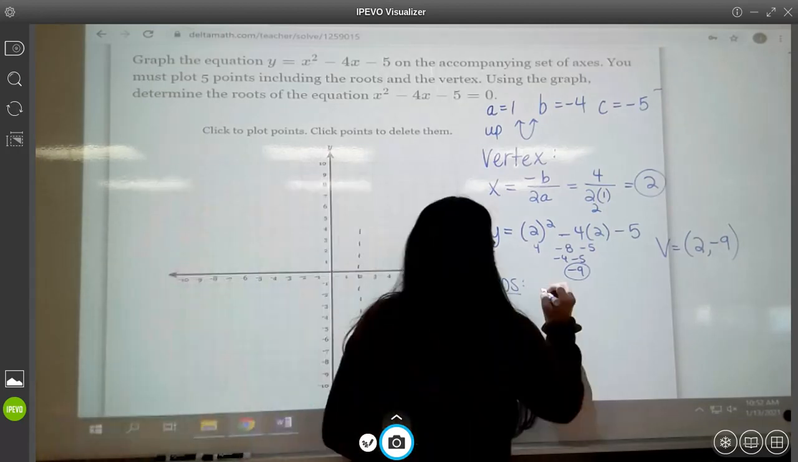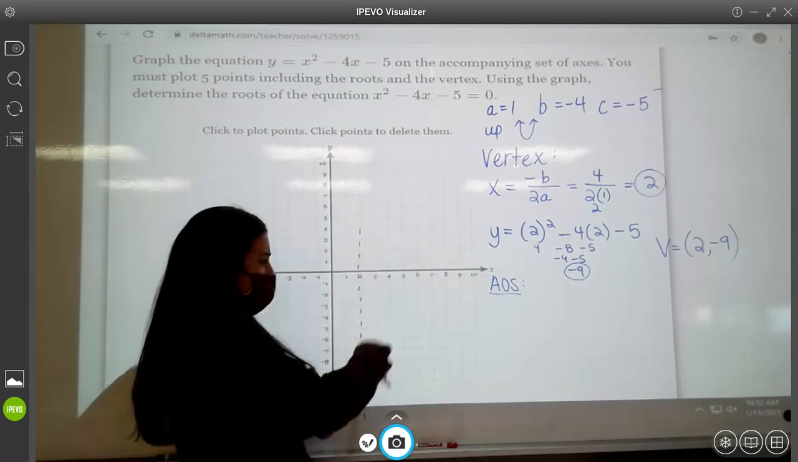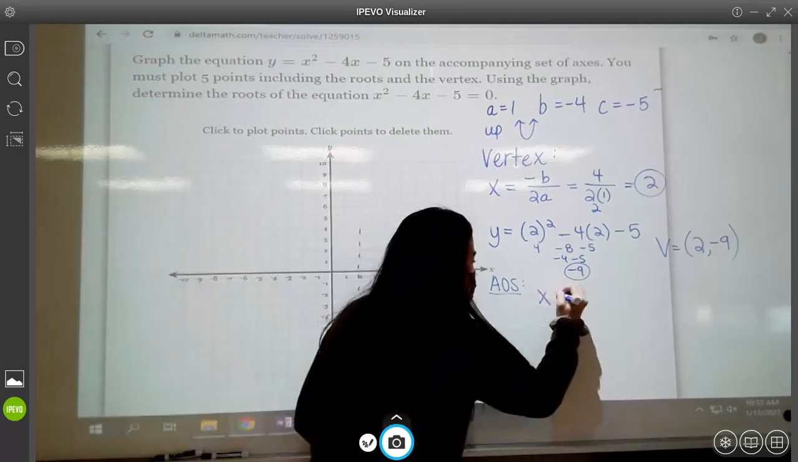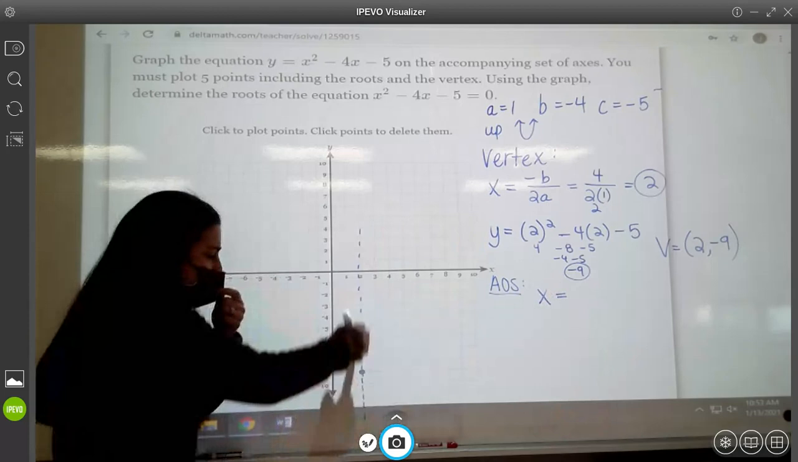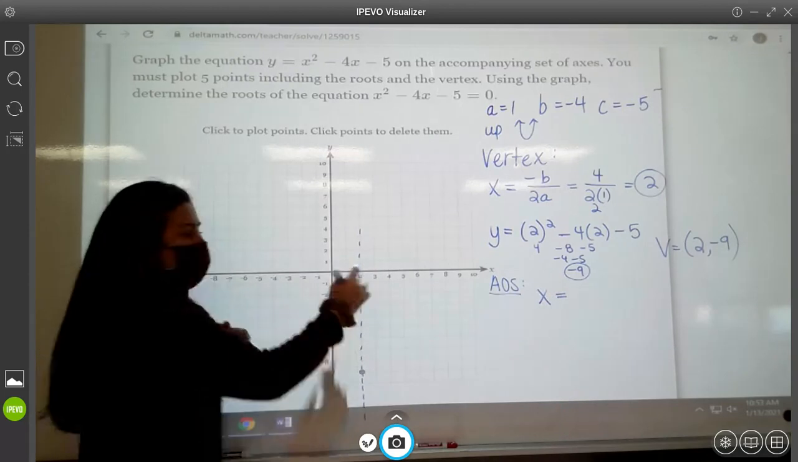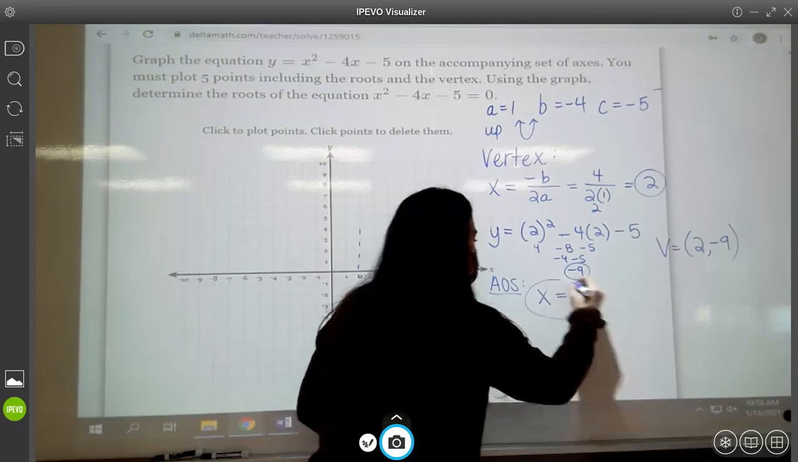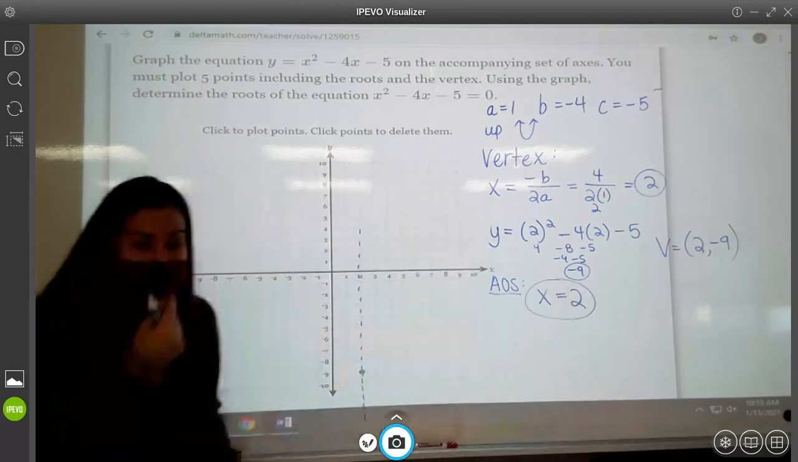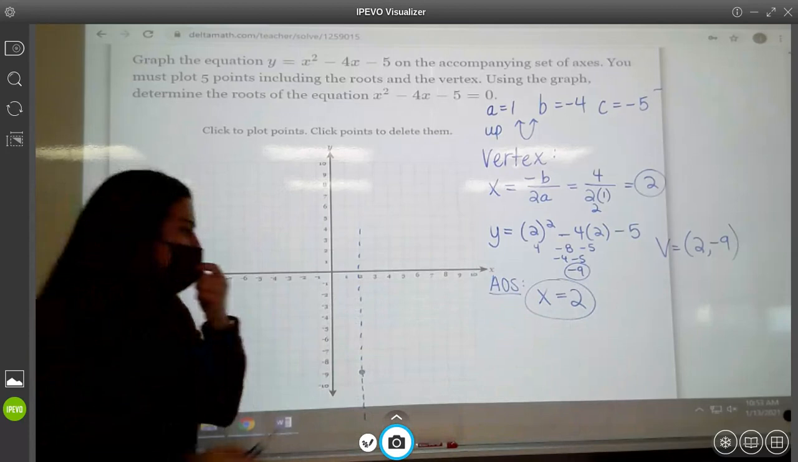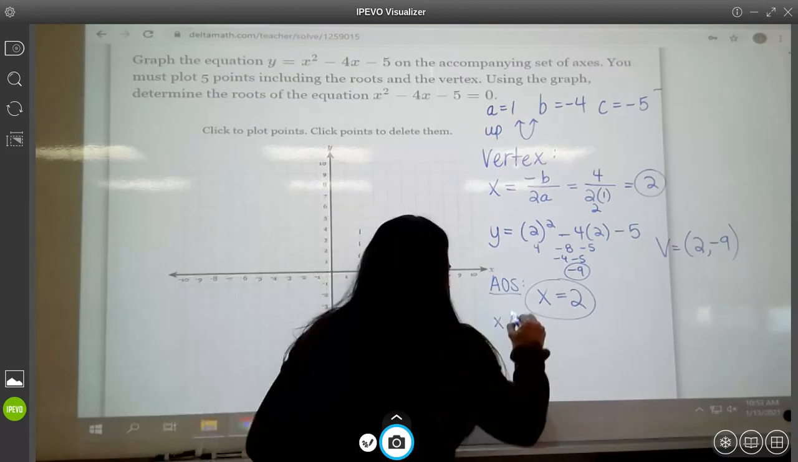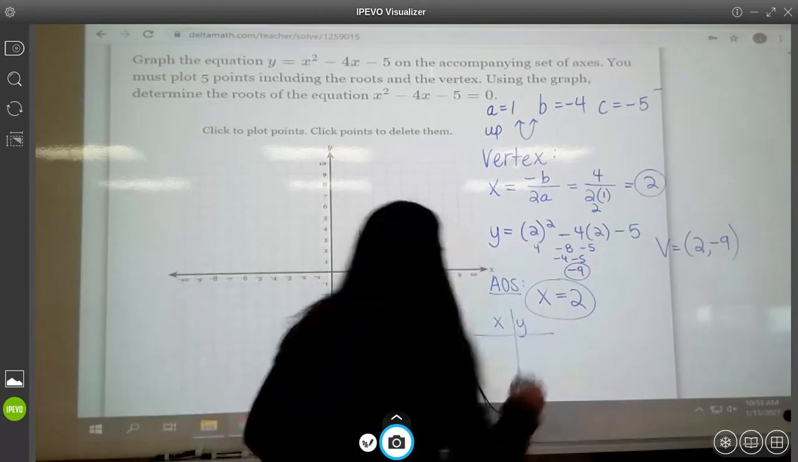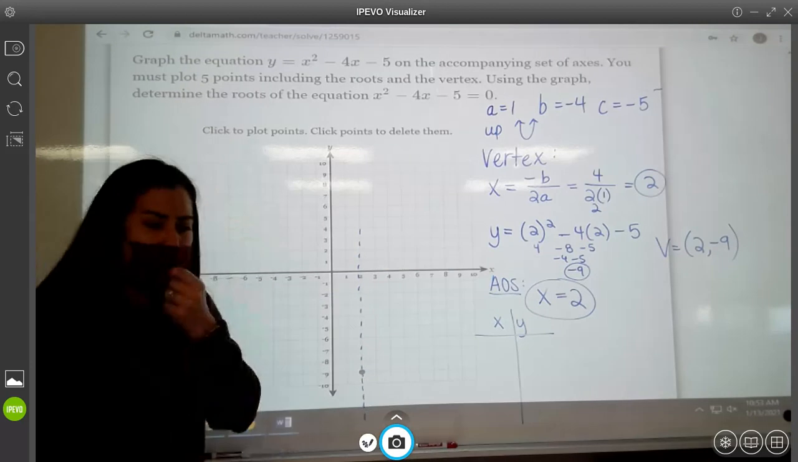All right, and then that's going to be the equation of this vertical line, which is x equals, what's that x coordinate that never changes? 2. Right? They always match with the vertex. So that's our AOS, the line x equals 2. All right, let's get ourselves a table. Let's get the rest of these points and get our U-shaped parabola.